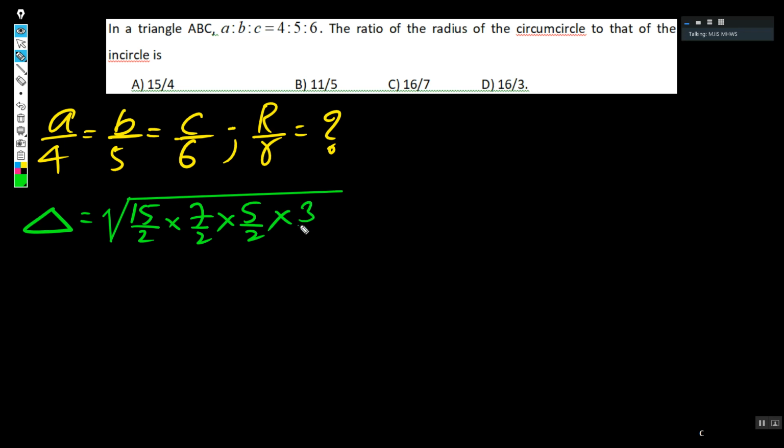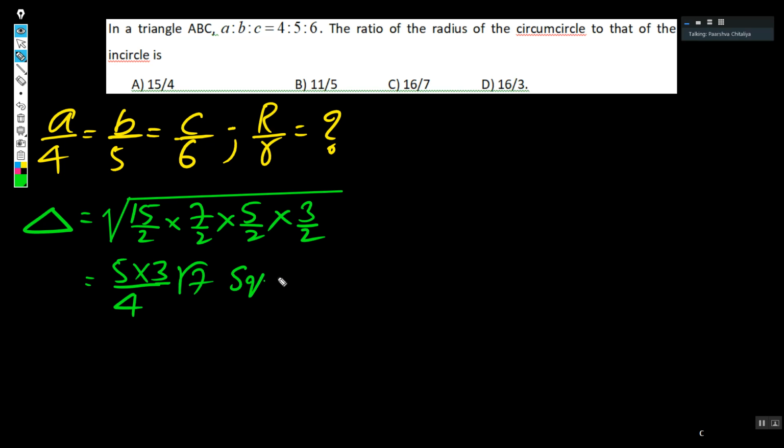A 4 will come out here, a 5 will come out of 15, a 3 will come out. What remains is root 7. Is what I wrote correct? Yes, a plus b plus c by 2, 15 by 2 minus 4, 15 minus 8. Correct, beta? That's root 7. Yes, delta in square units.